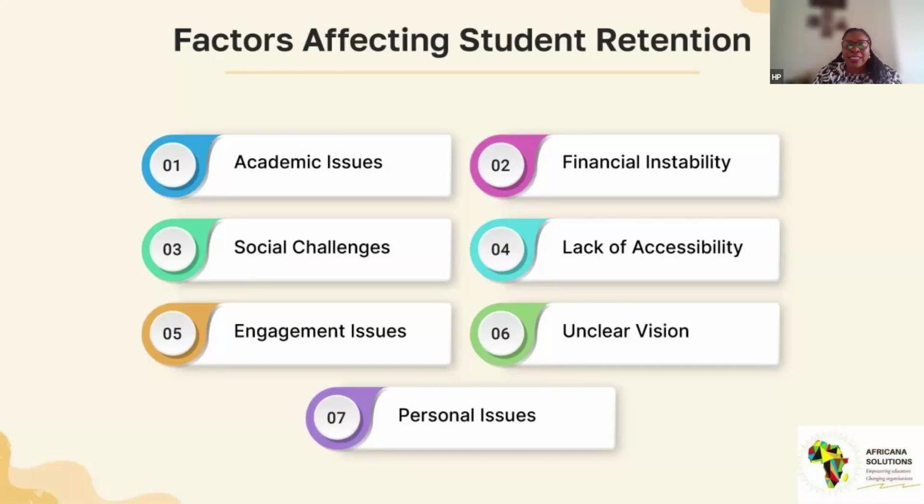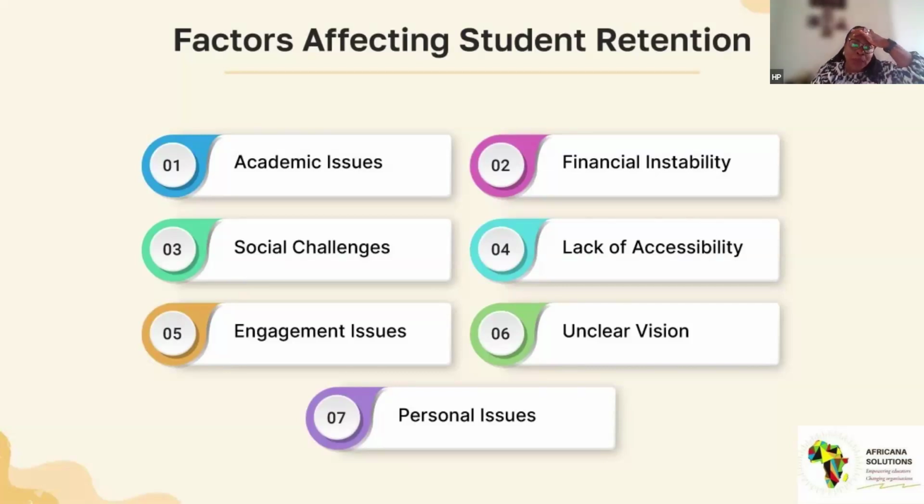Financial instability. As a school leader, when the school is not able to pay salary as they should, of course, there will be high staff turnover. And in that way, it affects student retention. This may also affect the resources that are provided in the school. If the school is financially unstable, it affects the school. And of course, social challenges.